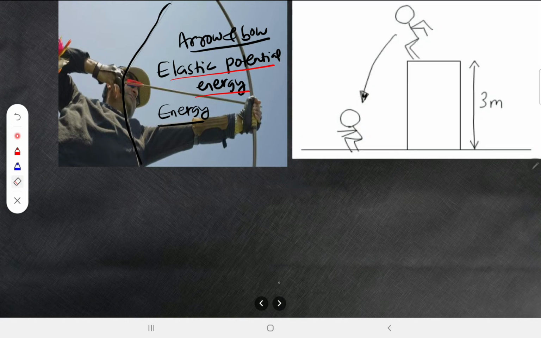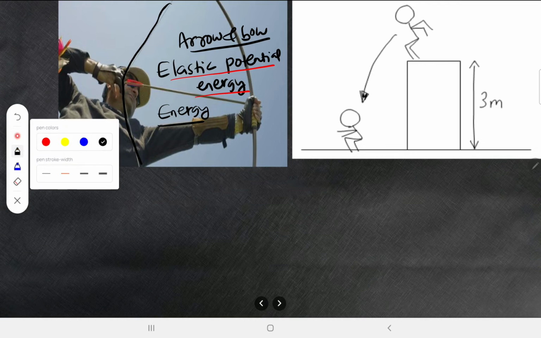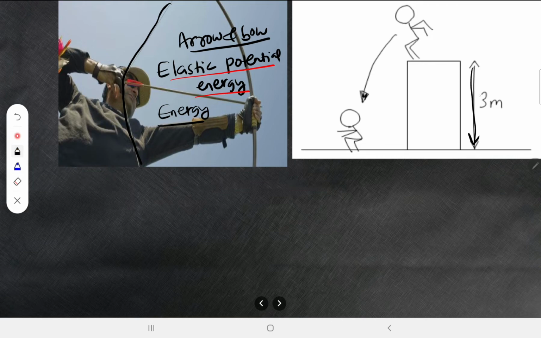Now moving forward, look at this boy. This boy is standing at a height of 3 meters. Definitely he must be having some energy, and that is known as potential energy. Potential energy means energy of a body due to its position. He has some position here, so he has some energy, that is potential energy. We'll come to that.